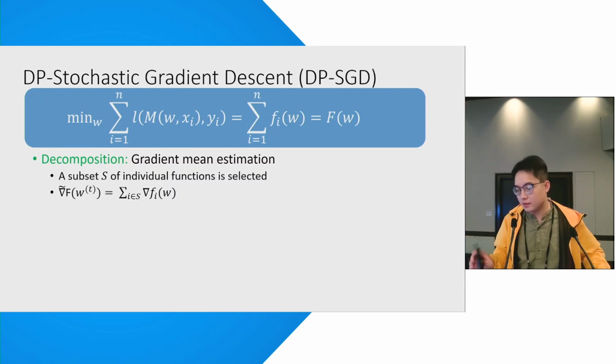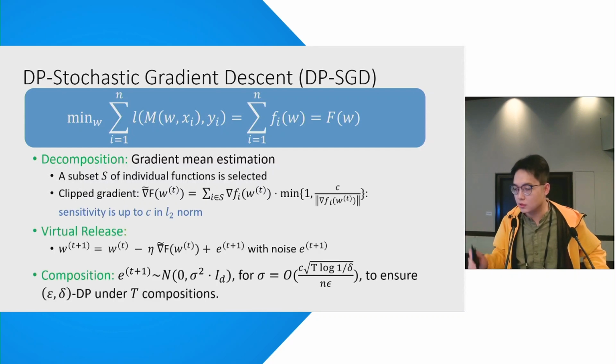But here we cannot adopt the regular mean estimation or aggregation, because no bounded sensitivity is ensured. So in practice, we use clipped gradients. Clipping is an operation that projects your input into an L2 norm ball, and gives us a sensitivity upper bound in L2 norm. Then we virtually assume all the intermediate iterates are released, and add Gaussian noise, such that after T iterations it produces an epsilon-delta guarantee.